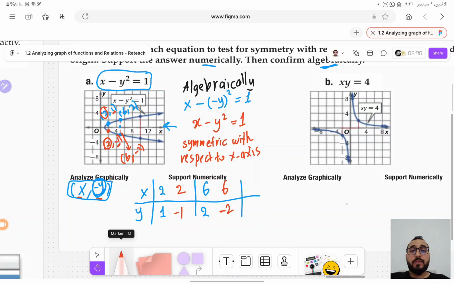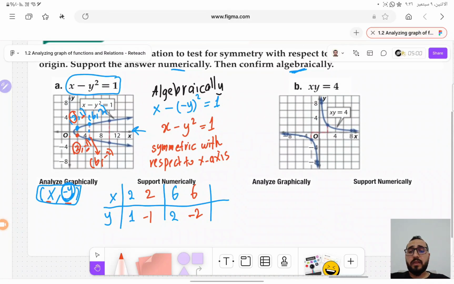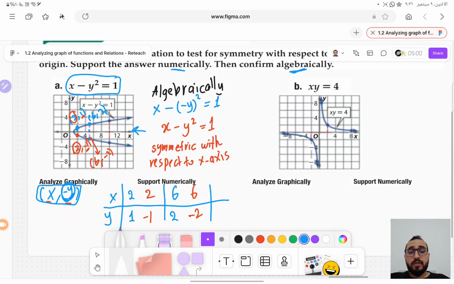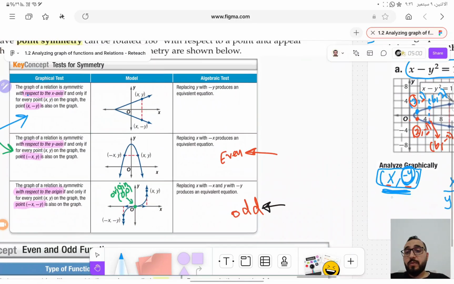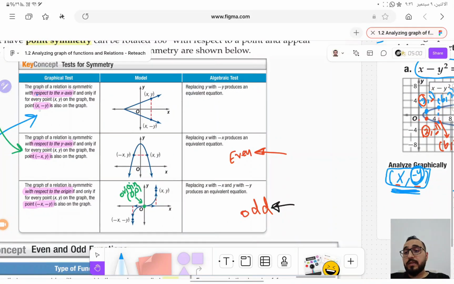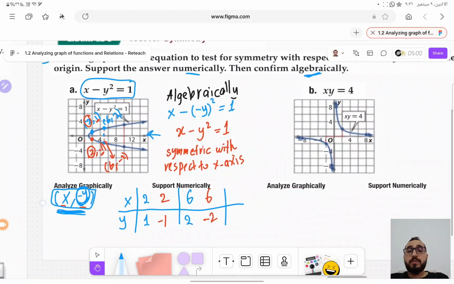Okay, so this is how I can support it graphically and algebraically. Again, to support it algebraically, you have to take the equation and replace the coordinates, and to know the result for each axis and the origin, you need to memorize it from this table. As you can see, when we talk about the x-axis, it should be this one. With respect to the y-axis, it should be this one. Origin should be this one. Okay, so always memorize this.